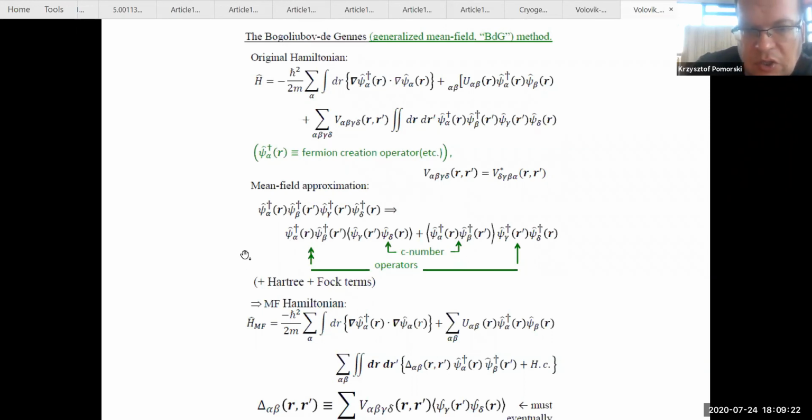So the problem is reduced from 4 fermionic operators to 2 fermionic operators. So effectively, your Hamiltonian becomes a mean field Hamiltonian. And this mean field is the density of Cooper pairs, basically. So what you have here is the kinetic term. And there is the superconducting order parameter, a complex value field.